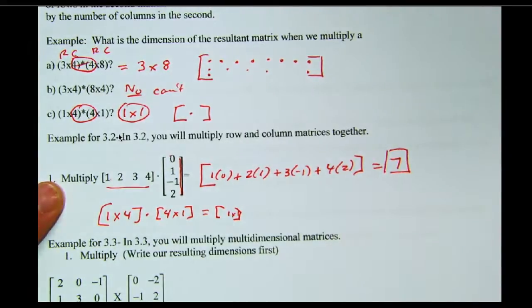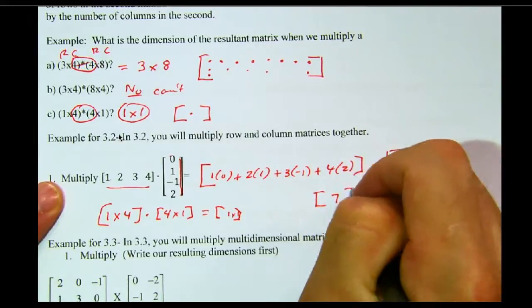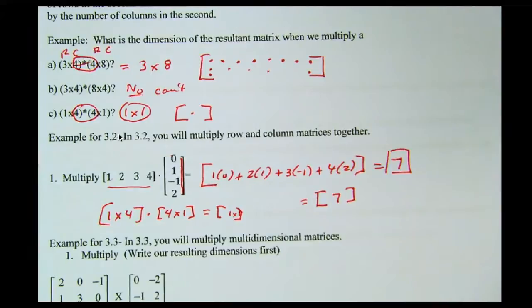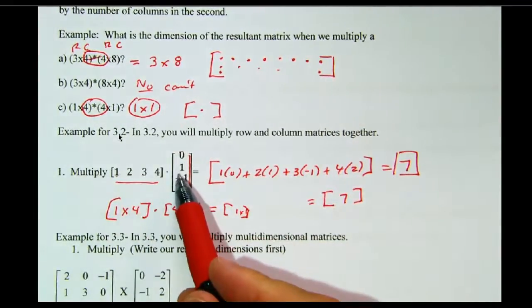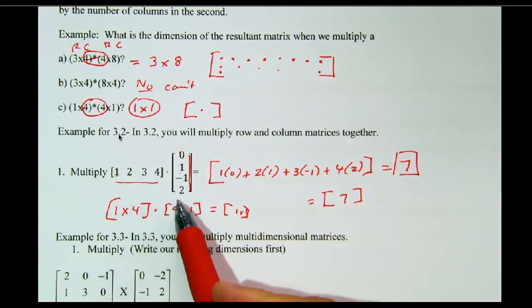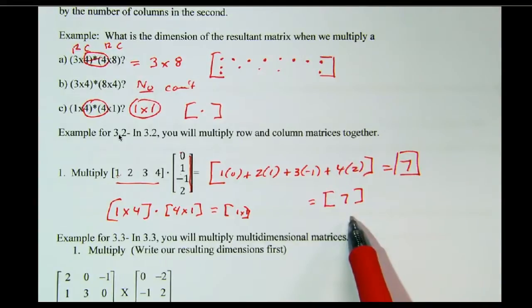Now I wrote that wrong because this should be in matrix form, which is like that. Okay, so that's what we end up with. So that's my example for 3.2. Take the 1, multiply by 0, 2 multiply by 1, 3 multiplied by the negative 1, and 4 multiplied by the 2, add them all up, and that's when we end up with just one number.